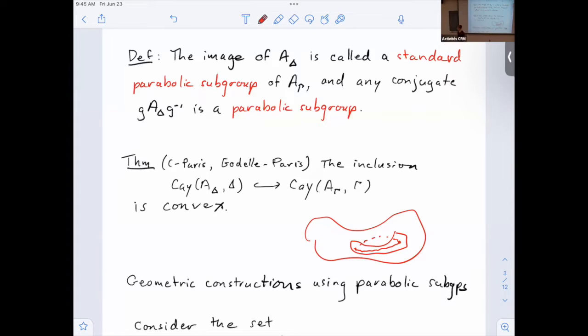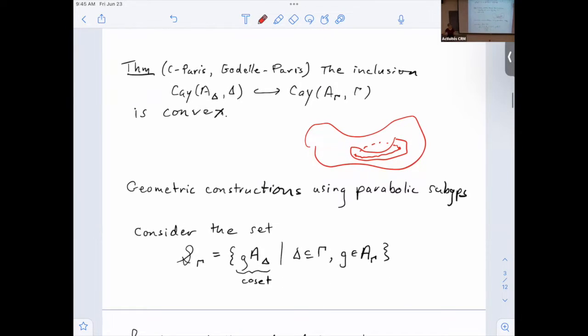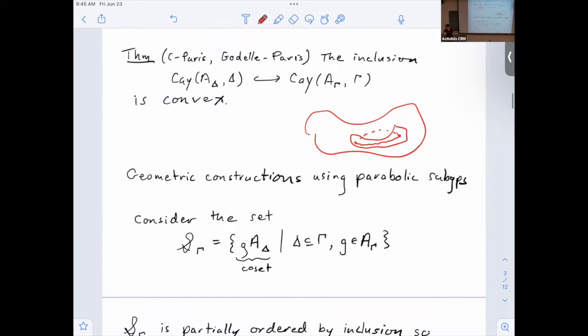All right. So they sit inside there really nicely, and that, by the way, is known for every parabolic of every delta. No restrictions at all here. So that's kind of nice. That helps reduce to smaller subgroups. All right. So I want to tell you about a bunch of geometric objects we have built using special subgroups or parabolic subgroups. All right, special parabolics or standard parabolics or parabolics.